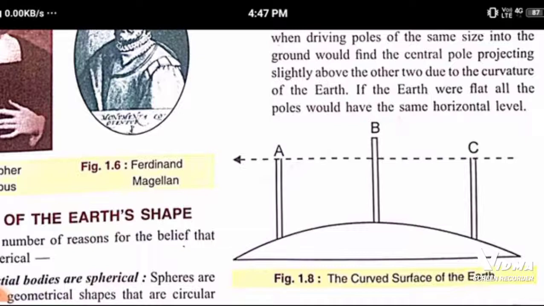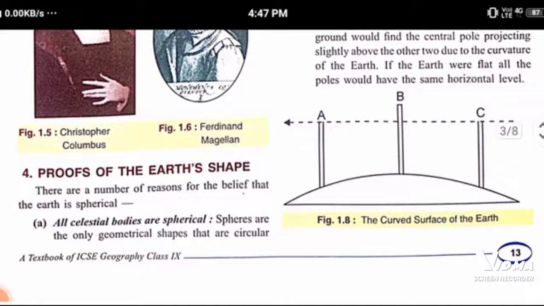If the earth was flat, all the poles would be in the same horizontal plane, meaning they would all have the same height, but they do not.